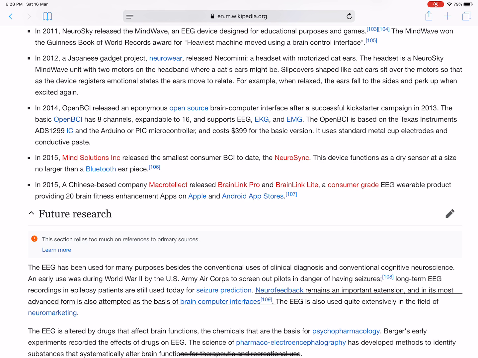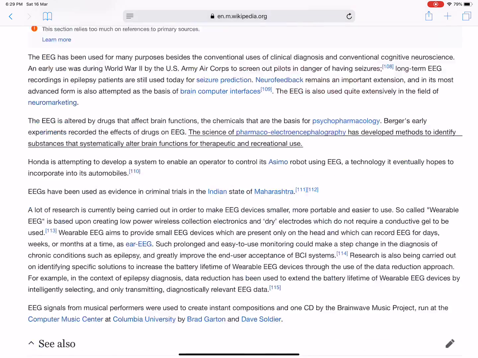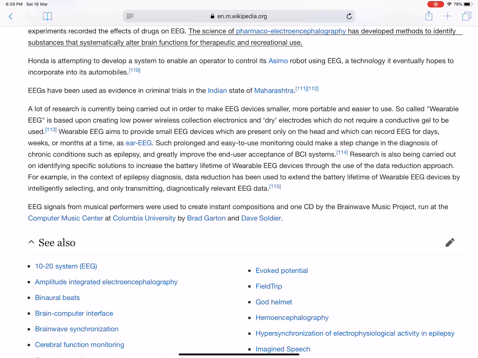The EEG is also used quite extensively in the field of neuromarketing. The EEG is altered by drugs that affect brain functions, the chemicals that are the basis for psychopharmacology. Berger's early experiments recorded the effects of drugs on EEG. The science of pharmaco-electroencephalography has developed methods to identify substances that systematically alter brain functions for therapeutic and recreational use.